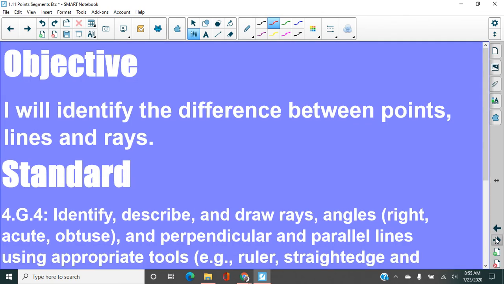All right, that's all. We've done it. Our goal was to identify differences between points, lines, and rays, and line segments too. If you need help, be sure to reach out, and good luck.